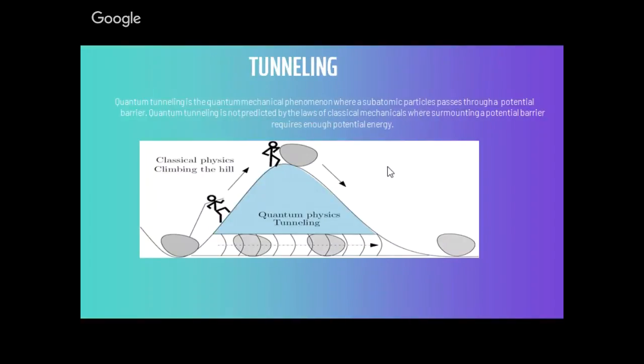Now, tunneling. Quantum tunneling is a quantum mechanical phenomenon where a subatomic particle passes through a potential barrier. Quantum tunneling is not predicted by the laws of classical mechanics, where surmounting a potential barrier requires enough energy. If you look at the diagram, you see a guy climbing a hill. He's trying to cross over to the other side. You can either go this way or create a kind of quantum tunnel that will get you from here to here. Imagine us going to Mars. Instead of traveling all the way that distance, just create a quantum tunnel that will transfer you within a second from here to Mars. So that's what this was all about.